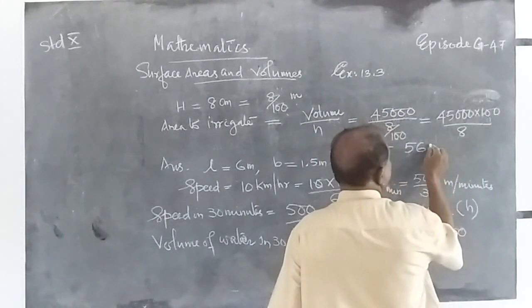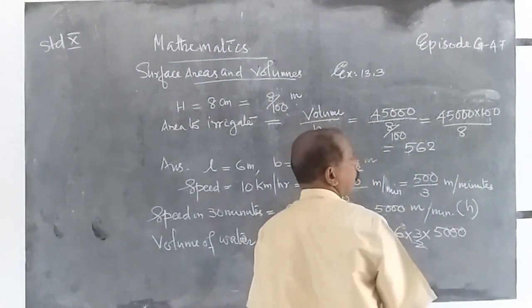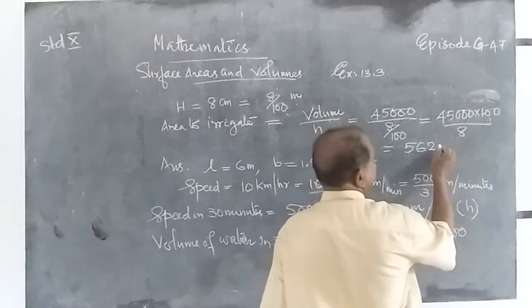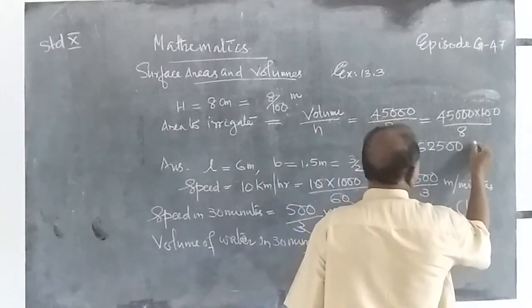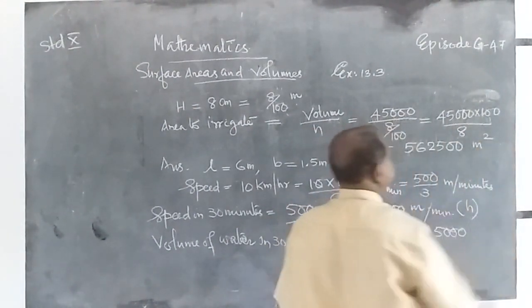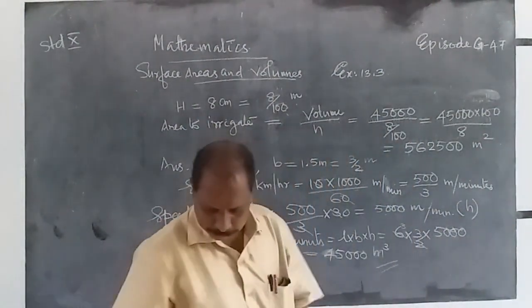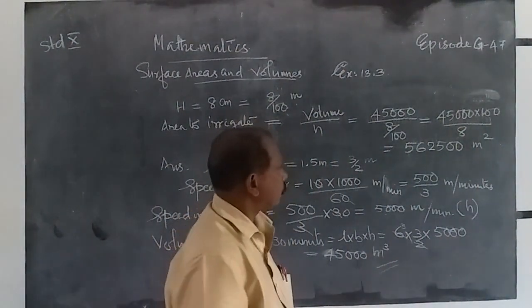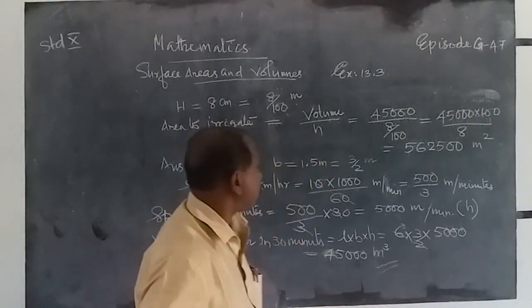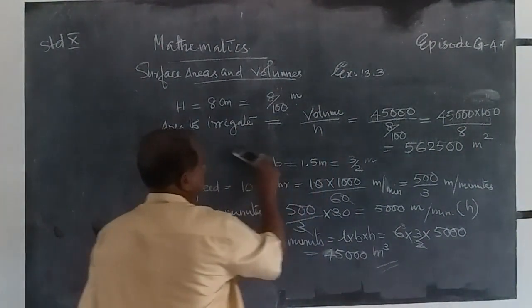Then 8 2s are 16, then 4. That is 5 2 zeros, meter square, 56... 2500 meter square. That is the area to irrigate.